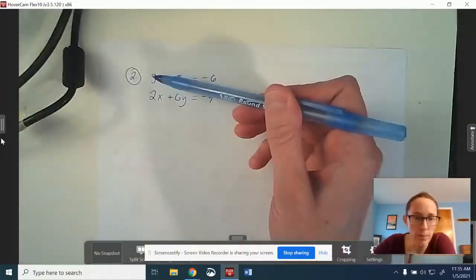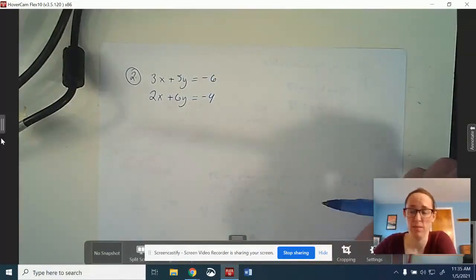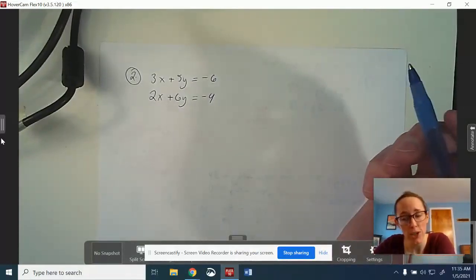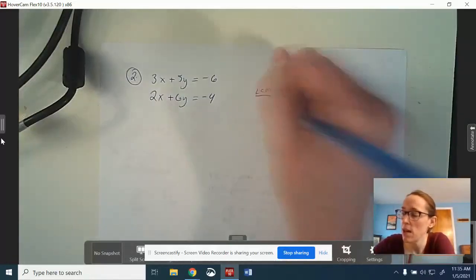Okay, so taking a look at this one, once again, it's not easy to multiply and turn 3 into 2 or 2 into 3. It's not easy to multiply 5 and turn it into 6 or turn 6 into 5. We'd have to do some crazy fractions. So what we want to do instead is multiply both equations and change these into opposites. So the key to that is to look at the least common multiple.